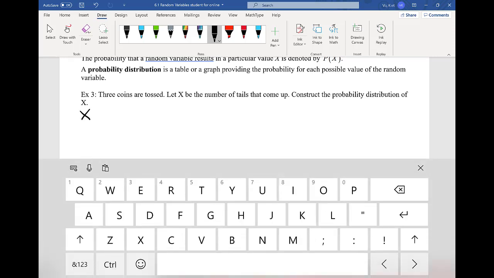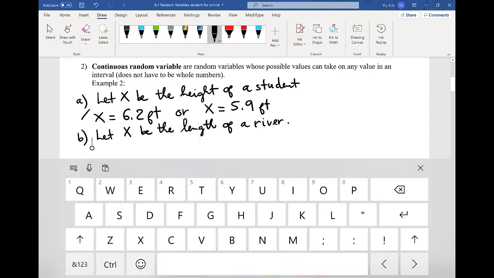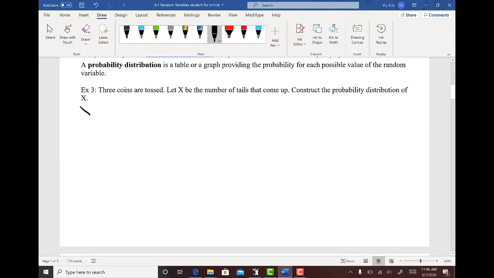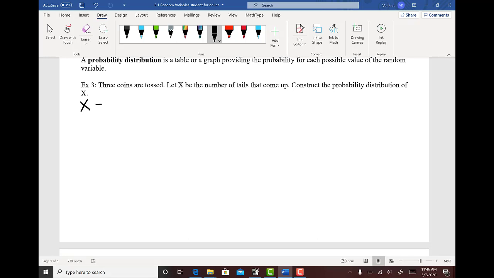So x is the number of tails that come up when you are tossing 3 coins. Think about this: if you're tossing 3 coins, what are the possible values for the number of tails that you could get? If you toss 3 coins, all of them could be heads, and in that case, you would have no tails at all, right?